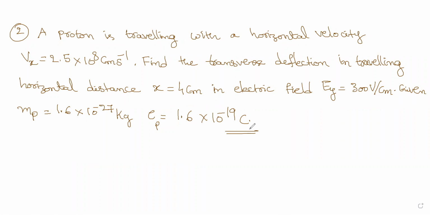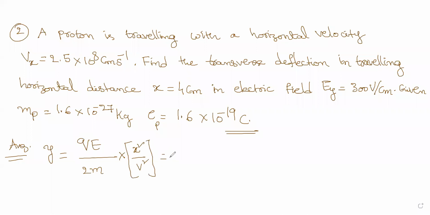So here, as per the question, the things are given straight for us. So y is equal to QE by 2m into x square by v square. The same equation we are using. Straight away we have to substitute the values.